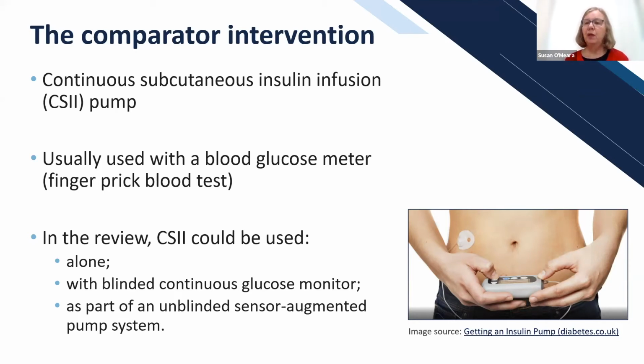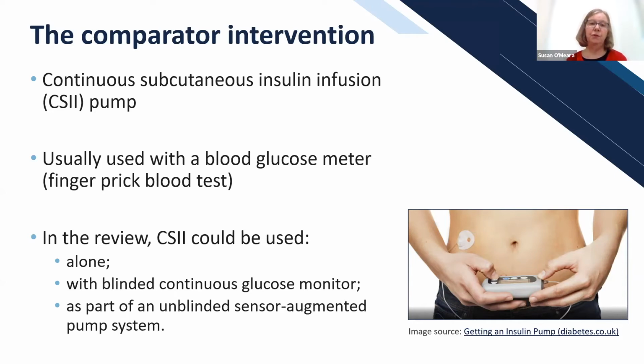And in the review, again, there were different variants of how this pump could be used in the comparator groups. So they described it as being used alone, but for type 1 diabetes, that would normally be with the finger prick test that I just described. It could also be used with a blinded continuous glucose monitor. So the patient would wear a glucose monitor, a little bit like they did for the artificial pancreas systems, but the two devices would not actually be talking to each other. And blinded means that the patient can't see the values from the monitor, but they get transferred, say, via a mobile device to a clinician who can keep an eye on them.